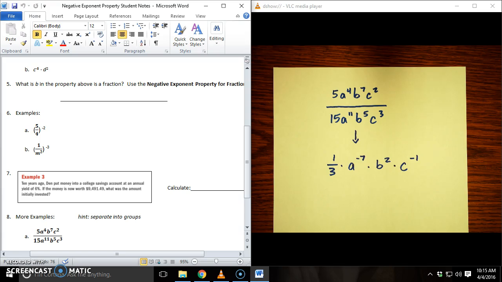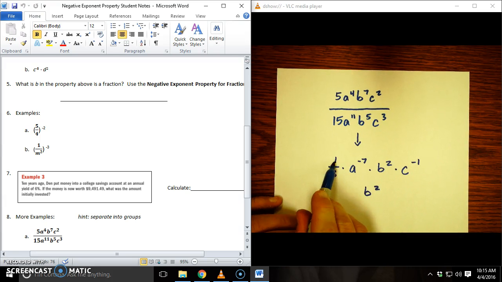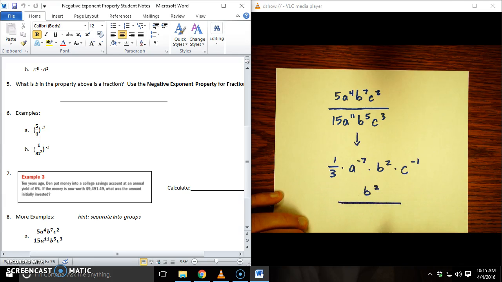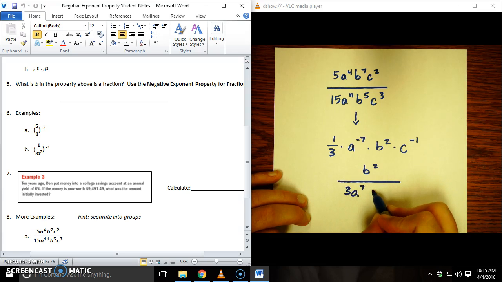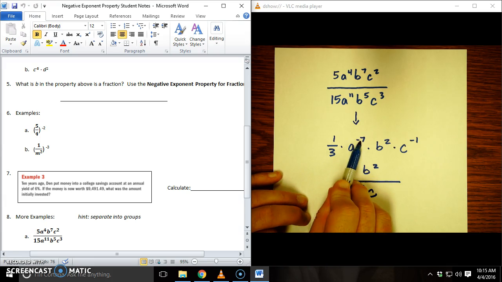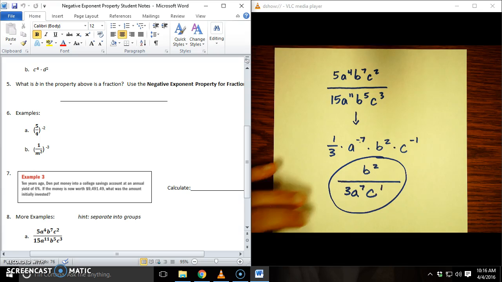Now, as I said at the very beginning, we don't want negative exponents, so I'm going to rewrite this as b squared. That's the only thing in the numerator, along with the 1, but we don't need to write that. That's all divided by 3a to the 7th c. Because our negative exponent property says negative 7 in the numerator becomes 7 in the denominator. This was c to the 1st. And so my final answer is this right here, b squared over 3a to the 7th c. So that's one of the examples. Maybe try the other one and see if you can get something that checks.